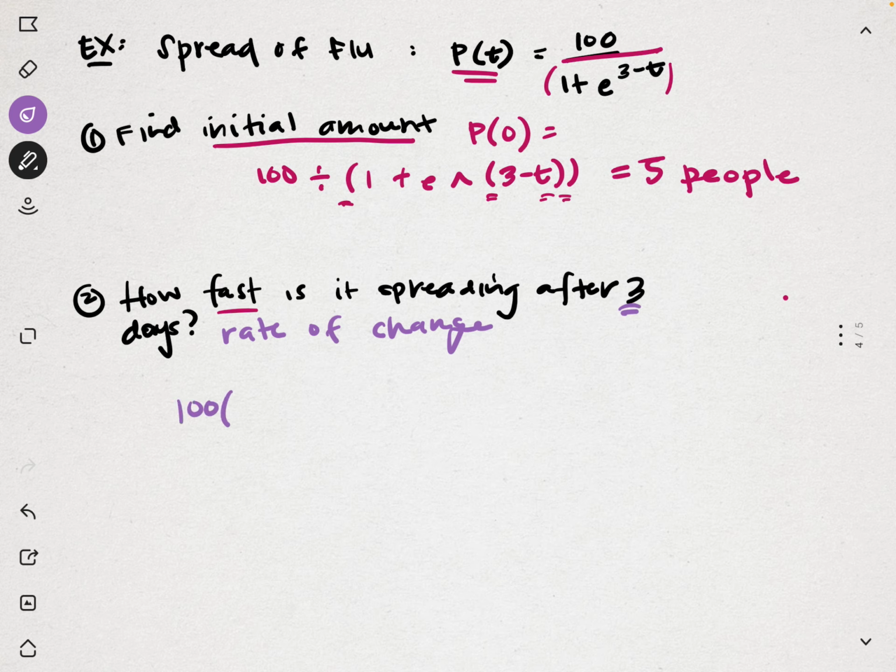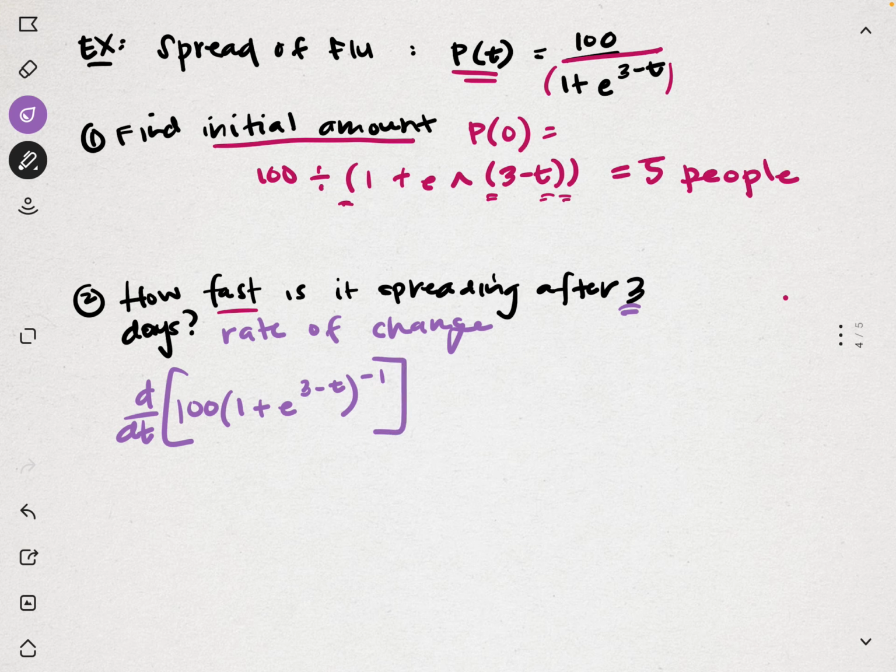Let's put that denominator as a -1 exponent so that we can power rule that. And then we have an inside chain. So let's go ahead and do the derivative of this with respect to t.